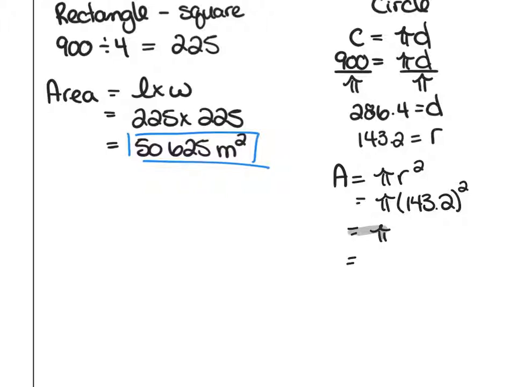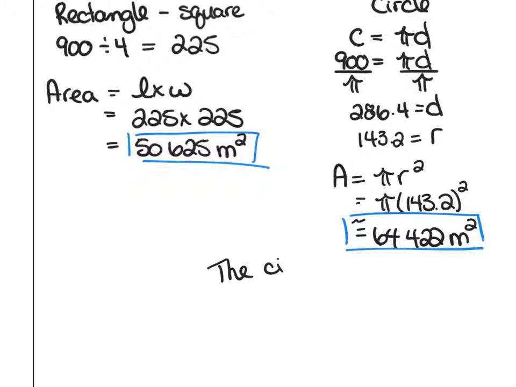Hold on, I calculated all at once. 64,422 approximately meters squared. So you can easily see that the circle gives a bigger area.